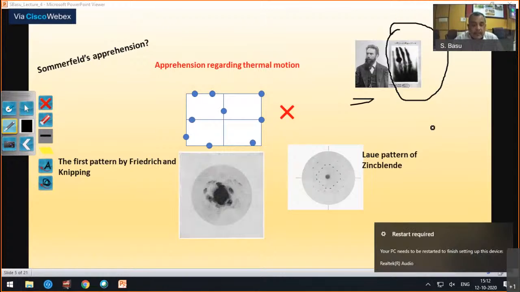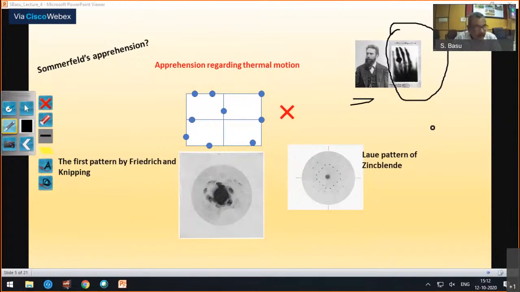When he proposed that, his boss, Sommerfeld, had some apprehension that there is thermal motion for atoms and molecules in a solid. So if you look at a solid at any instant, it will look somewhat like this, according to Sommerfeld or others, with no periodicity. Then how will you see a crystal diffraction? This was the fear. But as popular as this picture is, I will show you the other photograph.